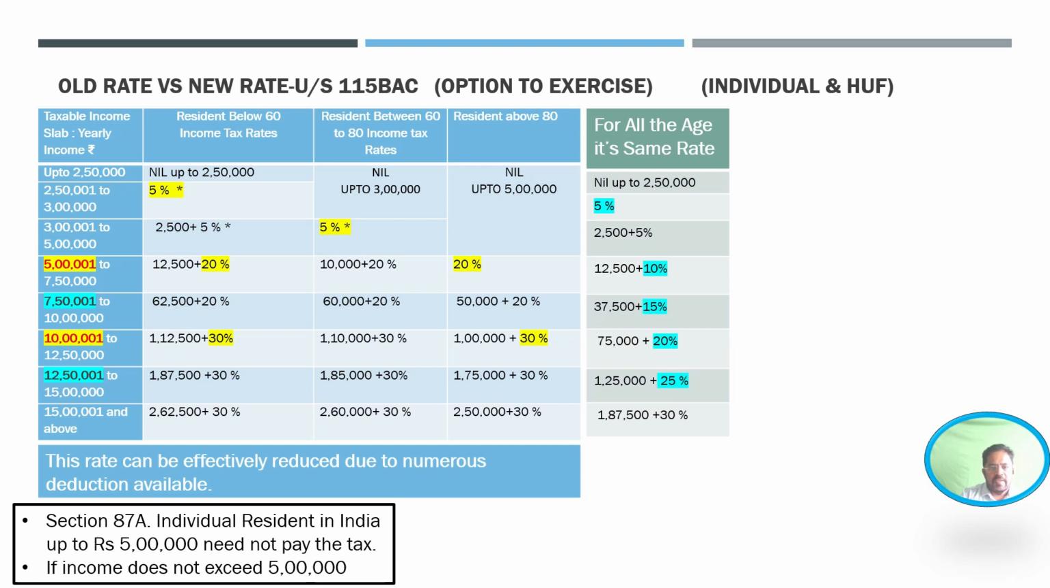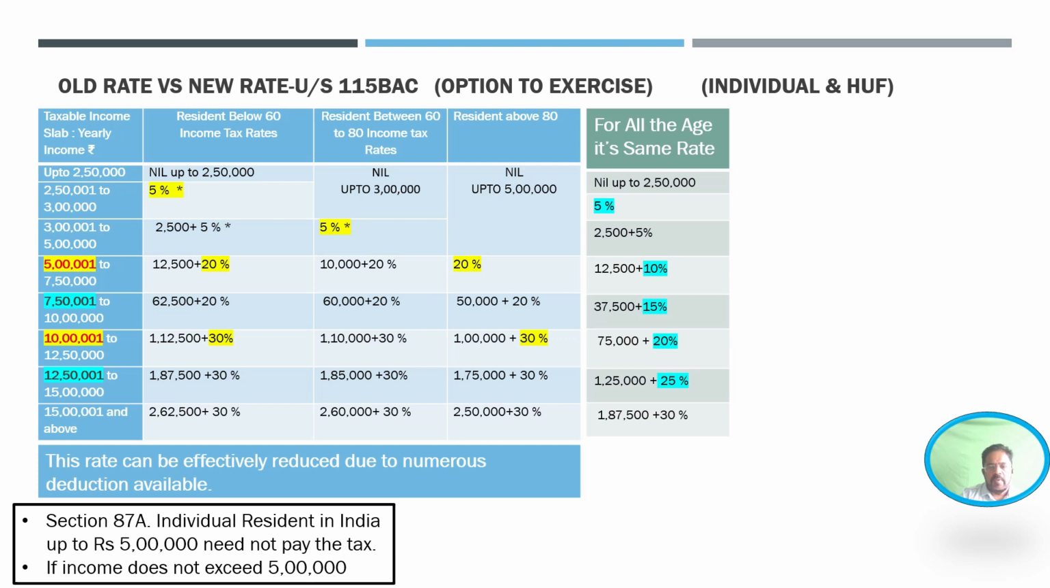Then from 5 lakhs to 7,50,000, it is 10%. From 7,50,000 to 10 lakhs, it is 15%. From 10,50,000 to 12,50,000, it is 20%. From 12,50,000 to 15 lakhs, it is 25%. And above rupees 15 lakhs, it is 30%.